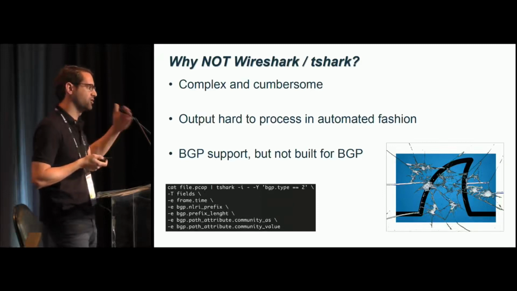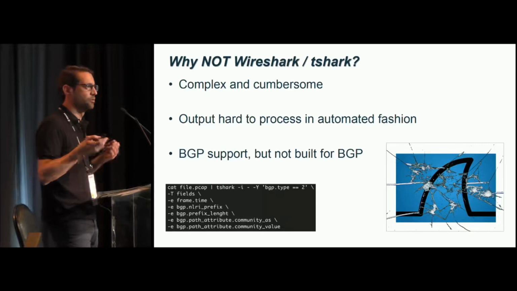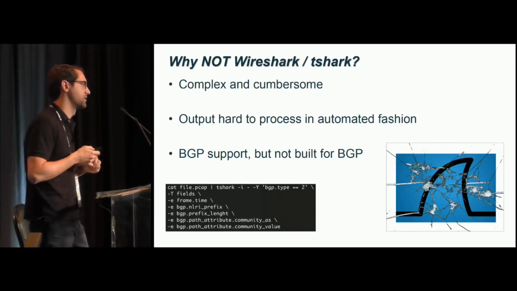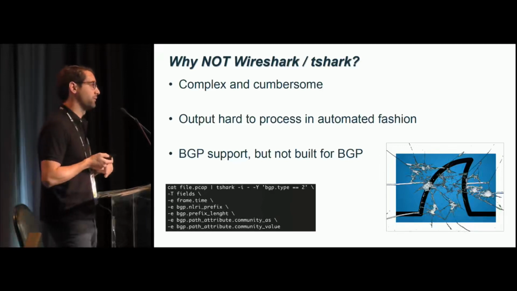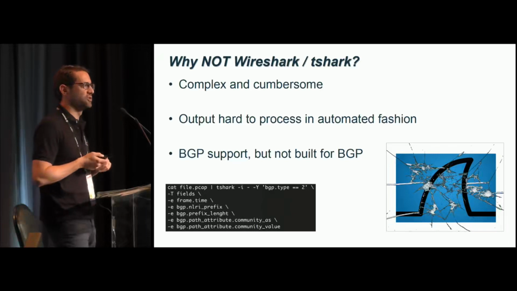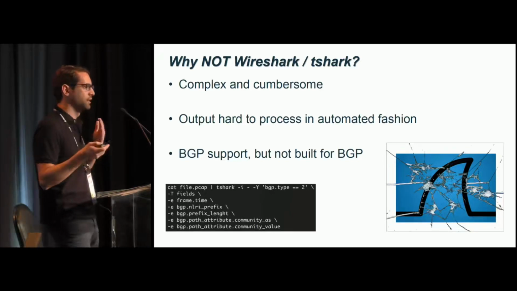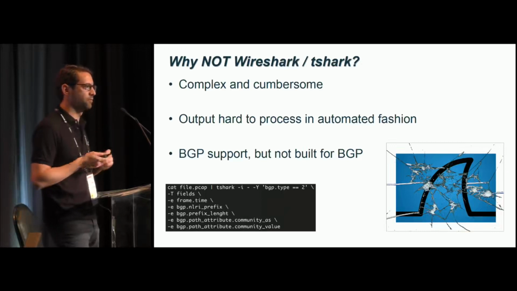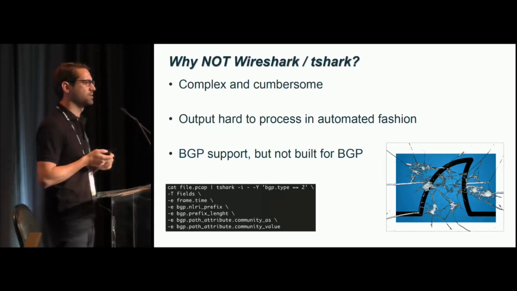If you manage to get this setup running, you end up with line-based output, where sometimes a field is there and sometimes it's not, and to really automate it, it's not very nice. Wireshark does support BGP, in fact, but it's not really built for BGP, so some fields are missing. You cannot really filter on certain fields, and the way it shows the results of BGP communities is a bit awkward. So it was really a hassle for us to deal with it.